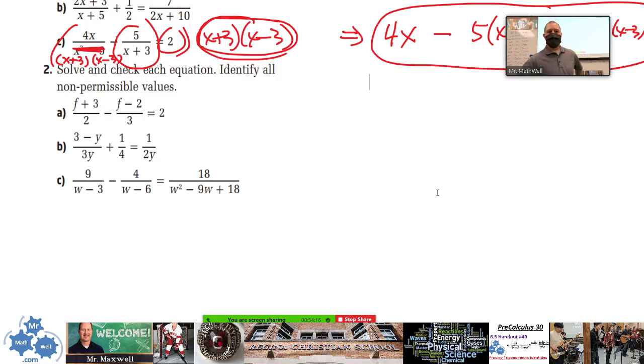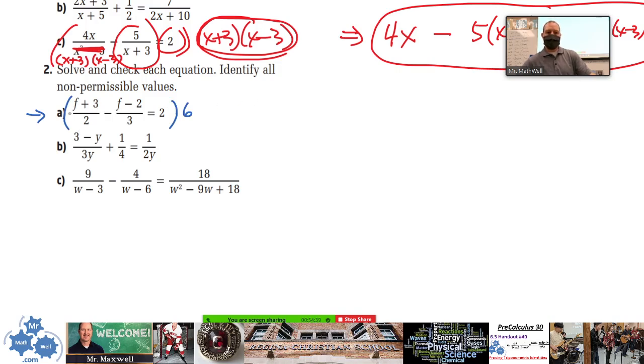Okay, number 2, solve and check each equation. Here we go. Identify all non-permissible values. Okay, non-permissible values, there are none in the A. Why do I know that? Because there's no variable in the denominators. If there's no variable in the denominators, then there's no restrictions or non-permissible values for F. So I'm going to multiply everything here by 6, because that's the lowest common multiple of 2 and 3.